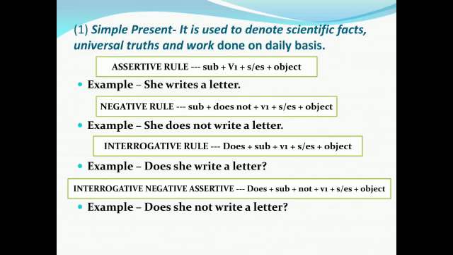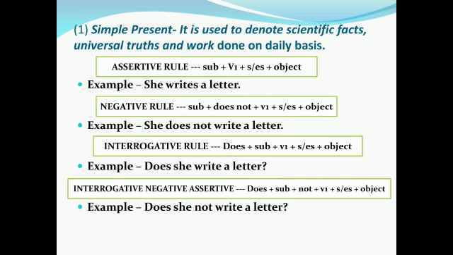Now interrogative can also be in negative. So let's see the interrogative negative. It is going to be, does she not write a letter? And there will be a question mark again, just like the interrogative rule. And the rule is going to be does plus subject plus not plus V1 plus object.